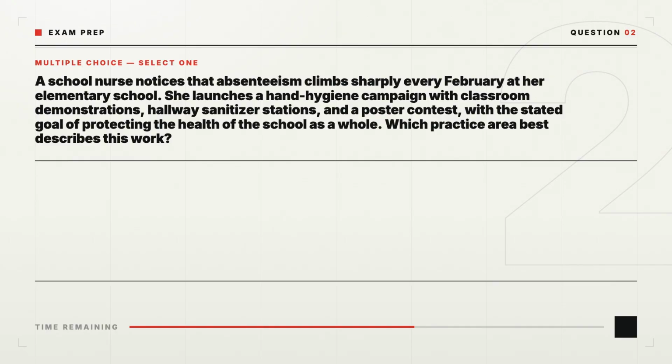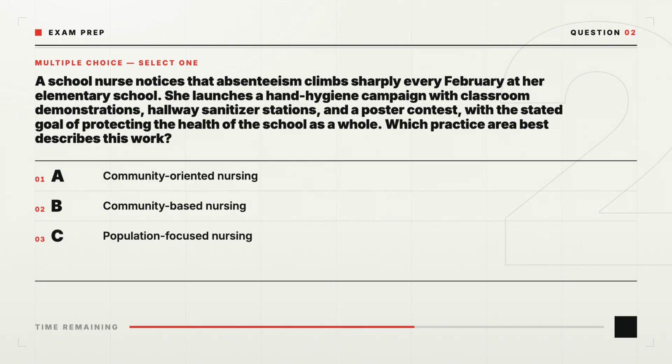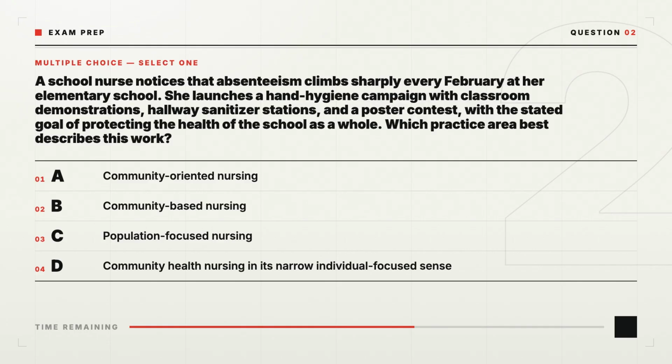Your options are A. Community-oriented nursing, B. Community-based nursing, C. Population-focused nursing, D. Community health nursing in its narrow, individual-focused sense. Take a second. Which answer would you pick?